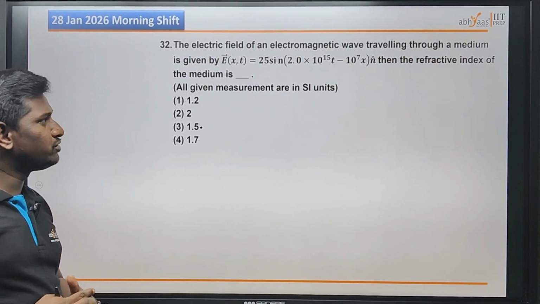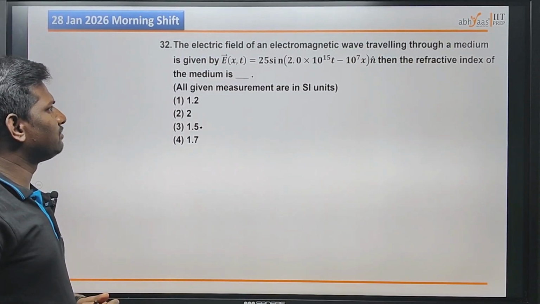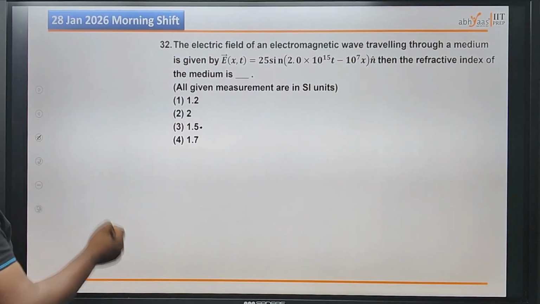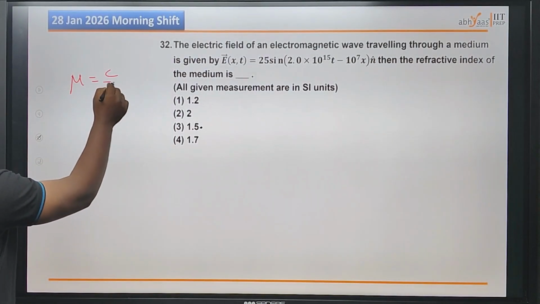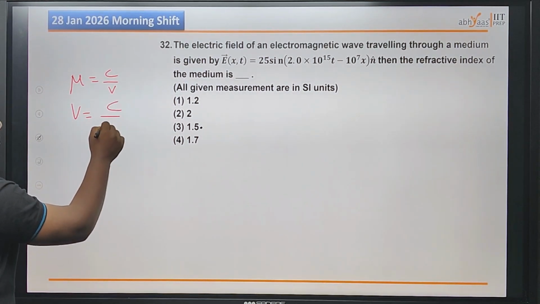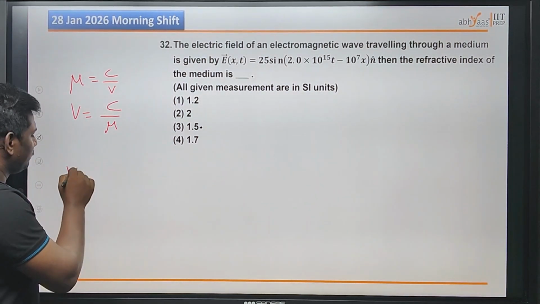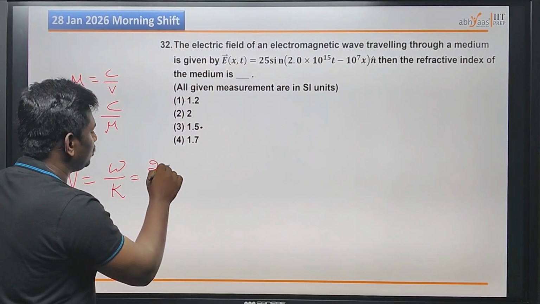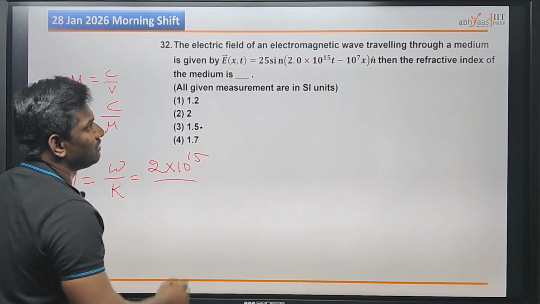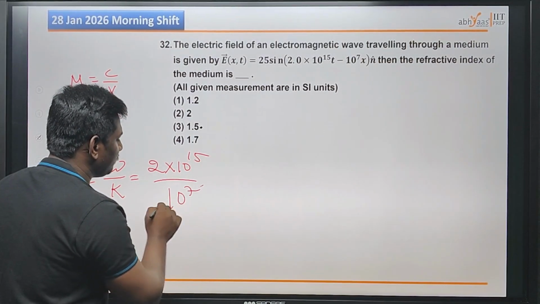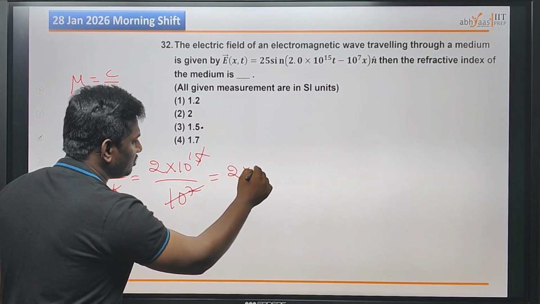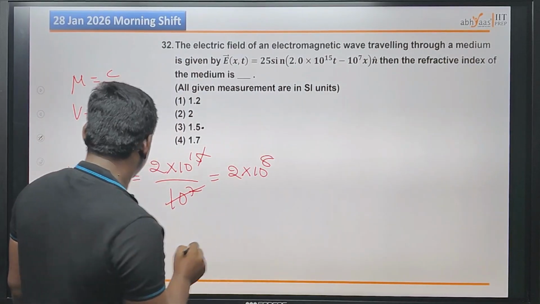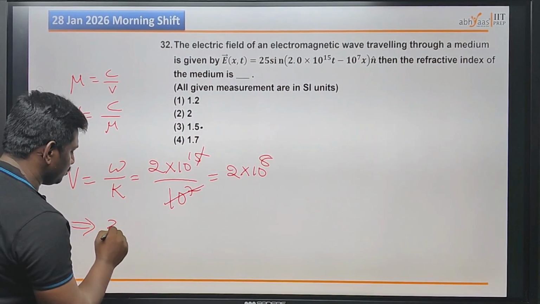So next question, see here, 32. The electric field of an electromagnetic wave is given, and you have to find the refractive index of the medium. Refractive index can be written as C by V. How to find V? V can be written as omega by K. What is omega? That is 2 into 10 to the power 15, divided by K, which is 10 to the power 7. If you cancel out, you will get 2 into 10 to the power 8.